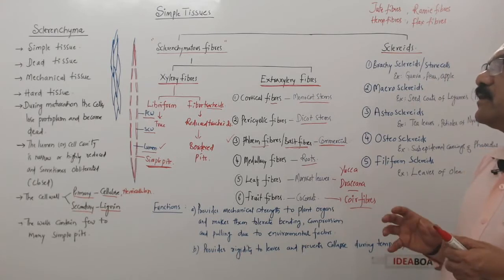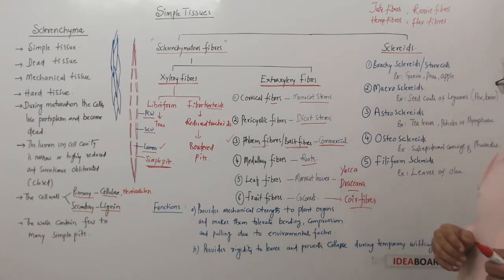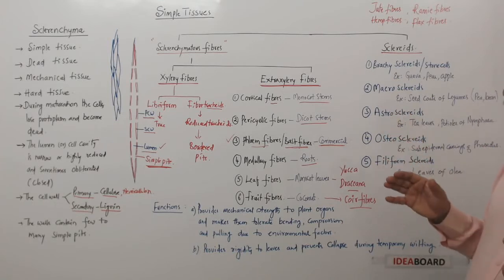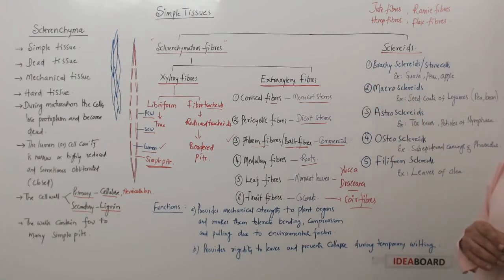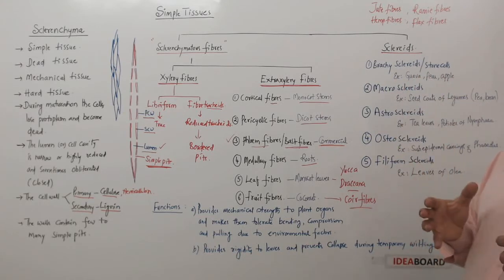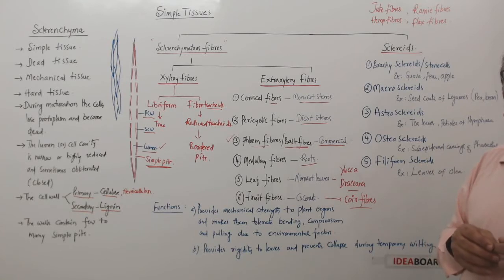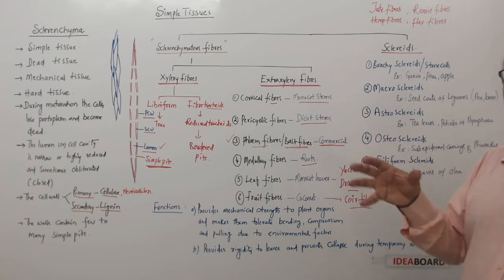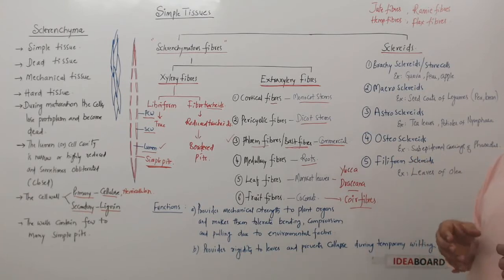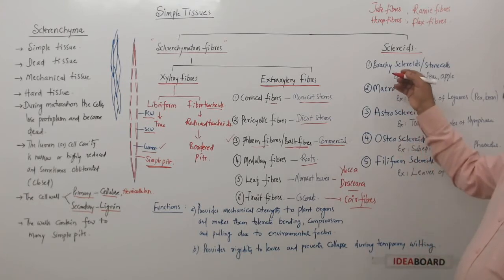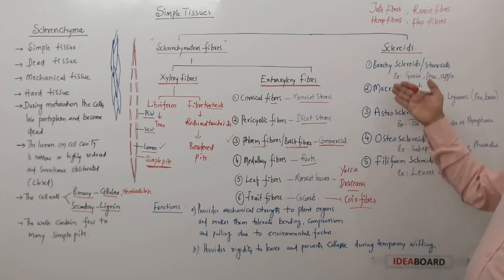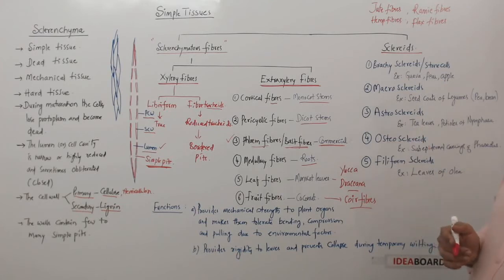And now let us see the sclereids. The sclereids will have different shapes, and while these fibers are present in groups, the sclereids are generally present in an isolated manner. So you may find them scattered here and there. Very rarely they are present in groups. And they have different shapes, and that's why we can recognize five important types of sclereids.